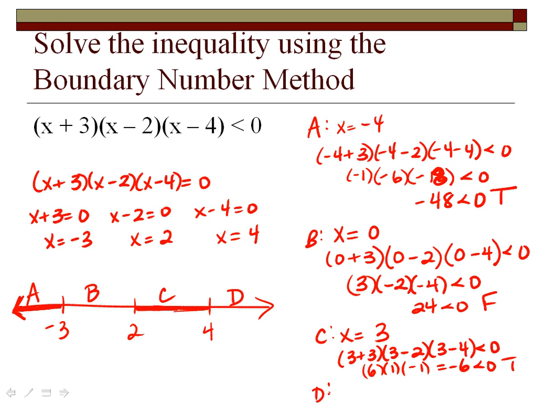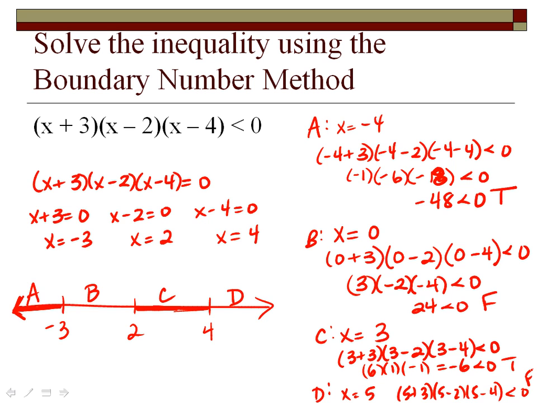What about in region D? If I put in 5, is 5 plus 3 times 5 minus 2 times 5 minus 4 less than 0? Well, 5 plus 3 is 8. 5 minus 2 is 3. So 8 times 3 is 24. Times 1 is 24, which is not less than 0. So that one is false. So only regions A and C contain solutions to this inequality.